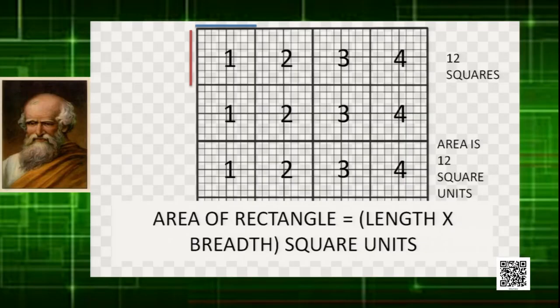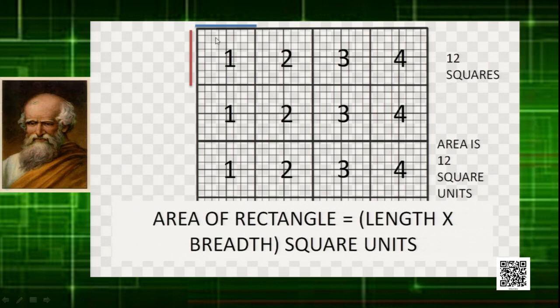Here, in this figure, we have a rectangle. Why is it a rectangle? Because lengthwise it is 4 units, and breadthwise it is 3 units. So, how many small unit squares are accommodated in it? You see, in the first row 4, in the second row 4 squares, and in the third row also 4 squares, in total 12 squares. So, we can say that the area is 12 square units.